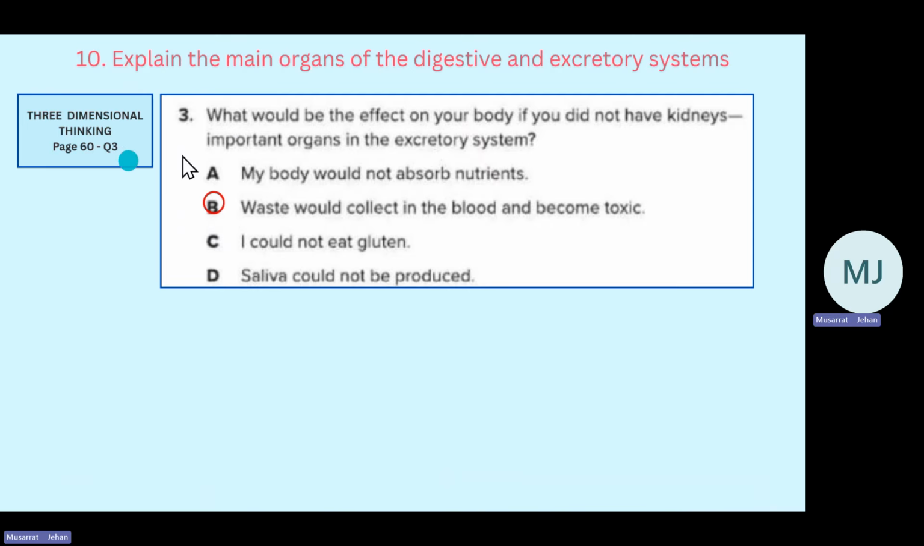Three-dimensional thinking, page 60 question. What would be the effect on your body if you did not have kidneys? Now, what is the work of the kidneys? The kidneys filter blood. And when they filter blood, they remove the toxic substances from the blood. They're filtering it, making it clean. So supposing the kidneys are not working, what will happen? The waste would not be able to be filtered, will not be able to be removed from the blood, and then it would keep collecting in the blood and it would become toxic. So the answer would be waste would collect in the blood and become toxic.